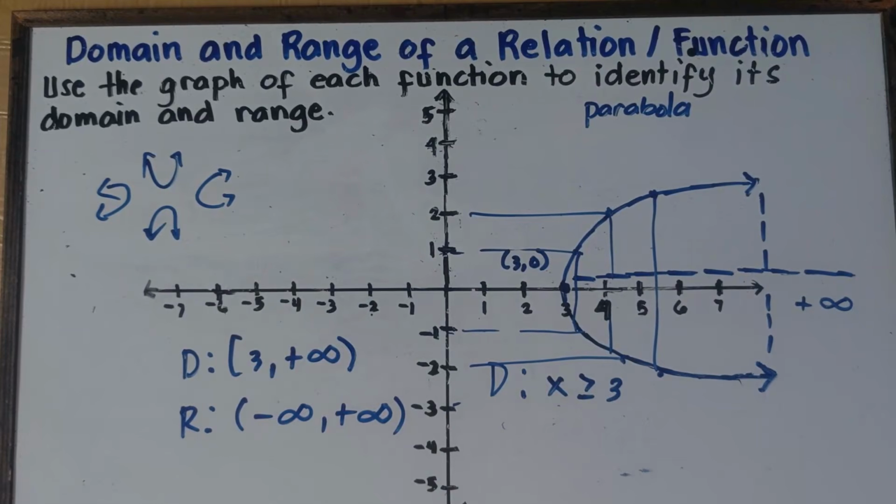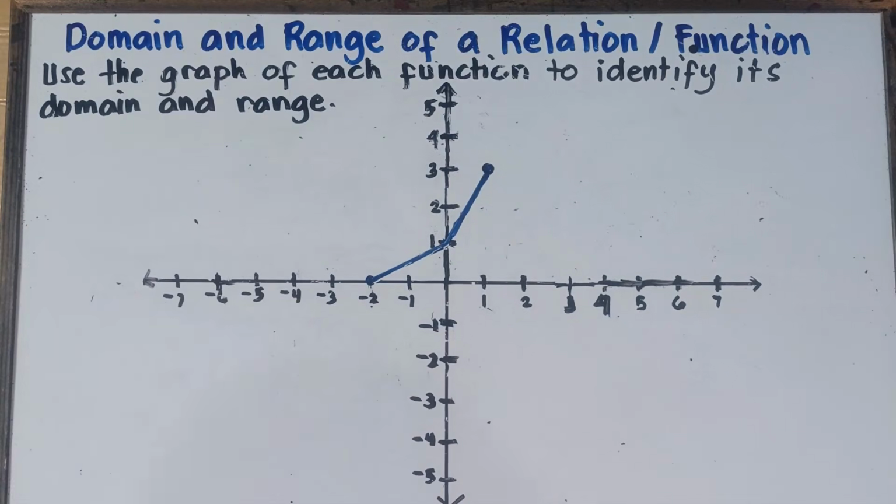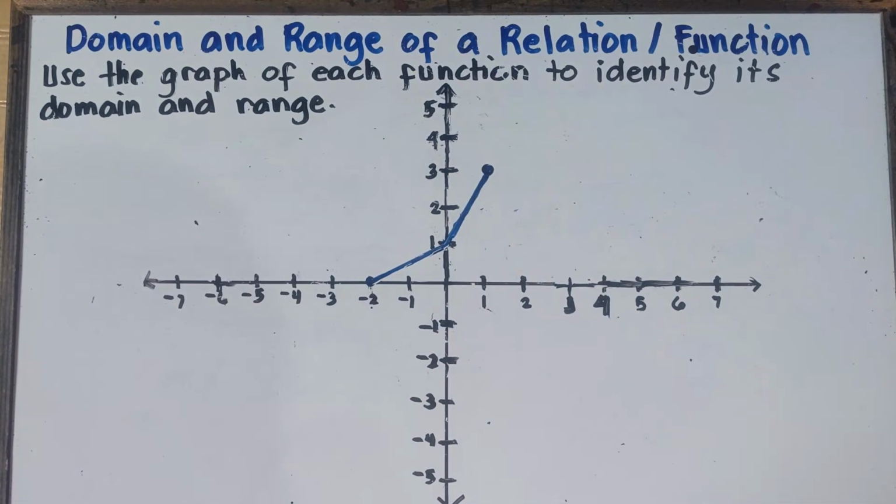Alright, so let's have example number 6. So very easy, class, with regards to example number 6. Then later on, class, we will have an example for the graph. There would be a straight line. And what would be the domain and then range.